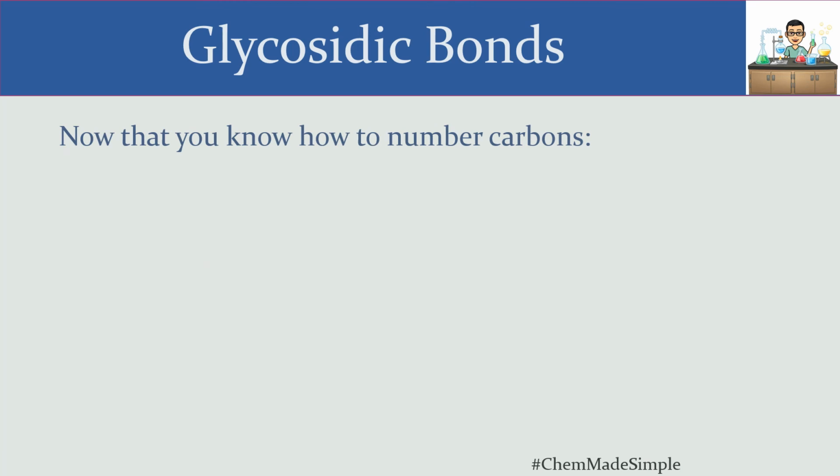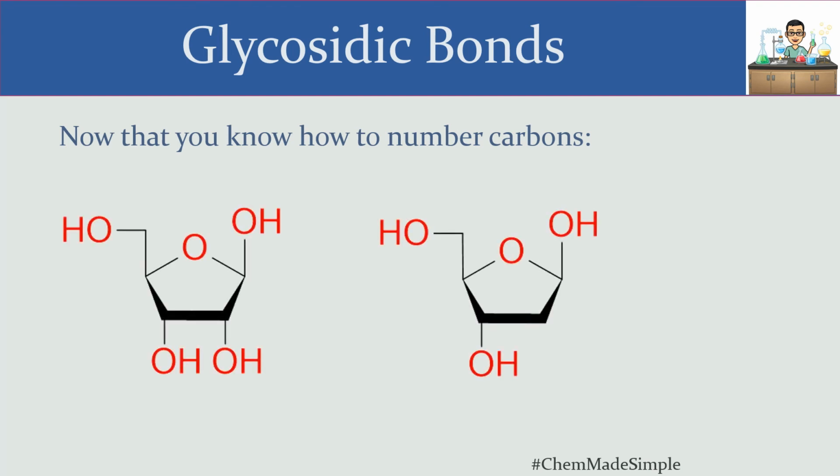Now that you know how to number your carbons, you don't need to only take a look at sugar molecules anymore. So let's take a look at examples in biochem that go beyond sugars and carbohydrates only. So here's an example of two molecules. On the left, I got ribose, and on the right, you'll notice that it's pretty much the exact same molecule, but this is deoxyribose because we're missing that hydroxyl group over here.